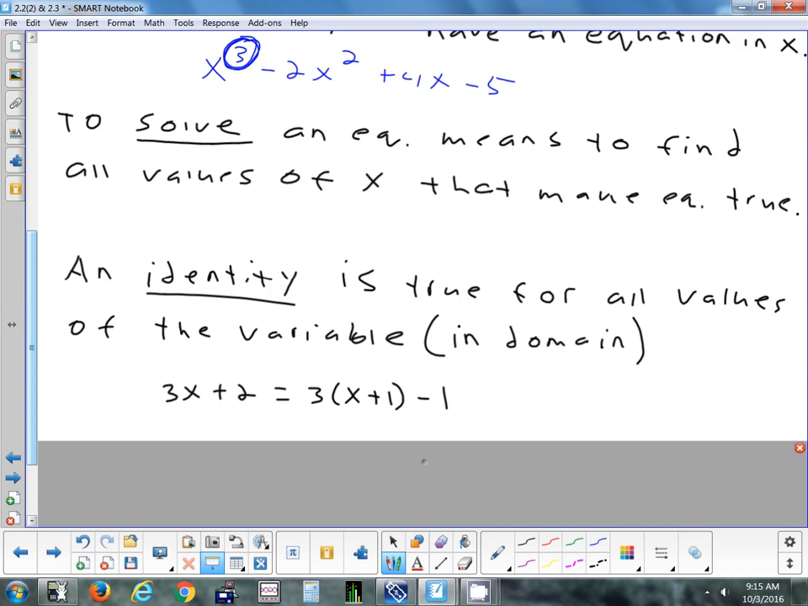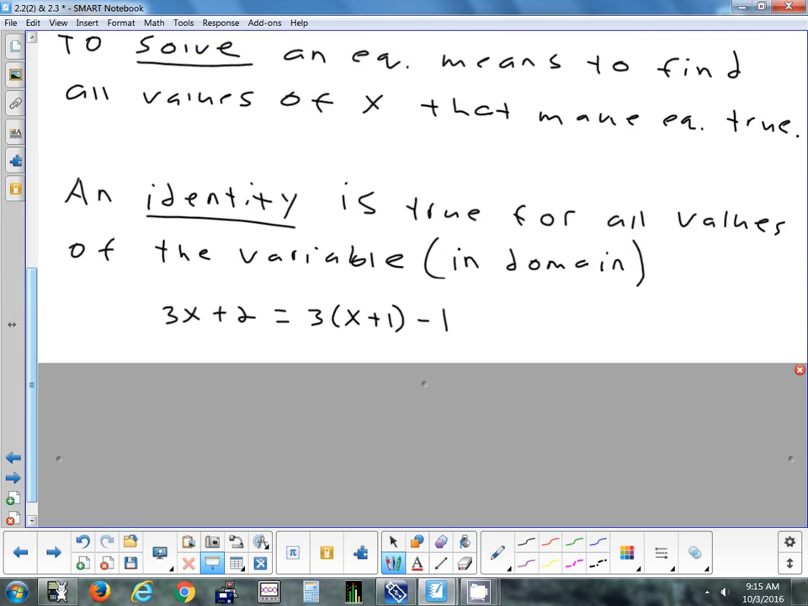Okay. Any questions on that? Okay, so you can't find a value for x here that would make it false. I don't care what you pick. Positives, negatives, fractions, decimals, 0. As long as it's in the domain, yes. And imaginaries technically are in the domain here. They would work as well.